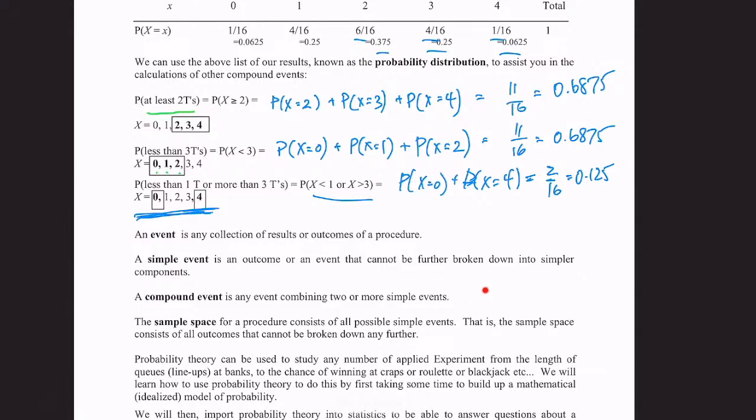So we did all these things, right? I presented the events, we talked about the simple events, and then compounding them, putting them together like these. The sample space for a procedure consists of all possible simple events. Okay, so you guys can read that.